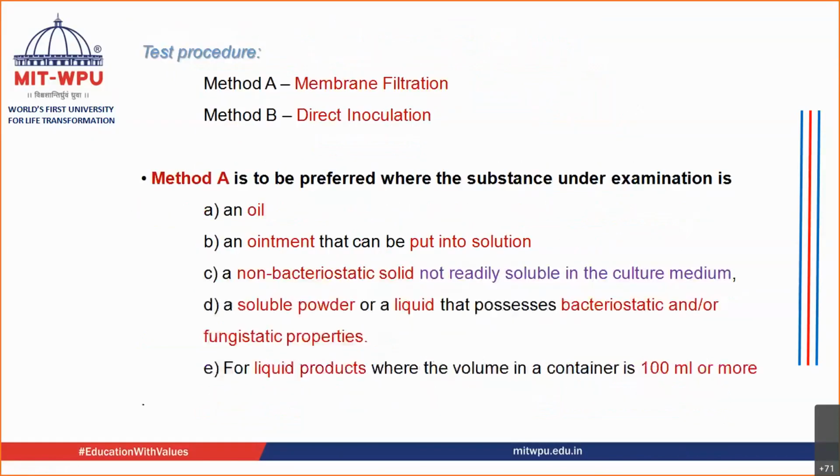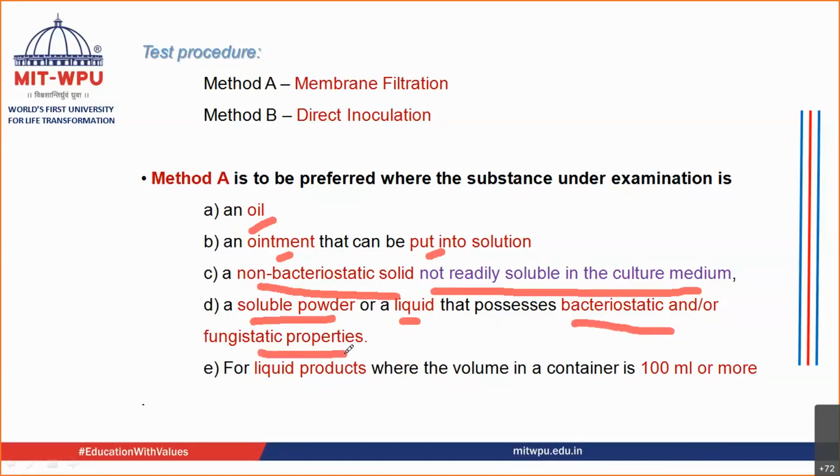Moving ahead, there are two test procedures. You have method A, which is the membrane filtration method, and method B, which is the direct inoculation method. Method A is used for oils, for ointments that can be put into solution, for non-bacteriostatic solids which are not readily soluble in your culture medium, for soluble powders or liquids that possess bacteriostatic or fungistatic properties, and for liquid products where the volume of the container is 100 ml or more.